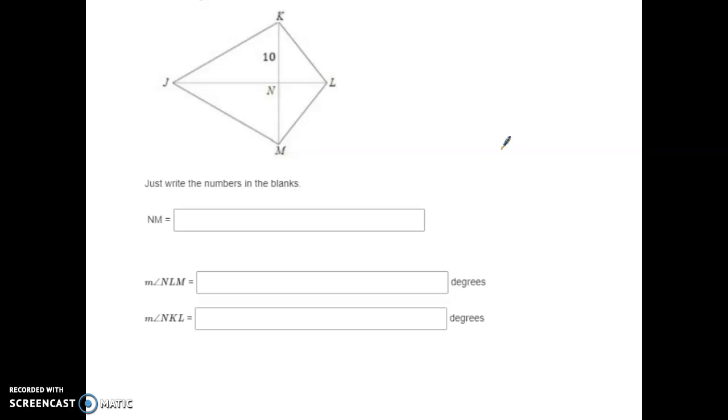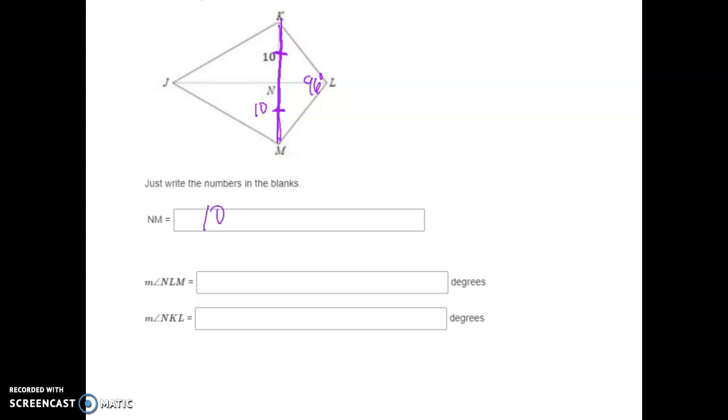JKLM given below is a kite. If the measure of KLM, let me look here, KLM is 96 degrees, draw that on the diagram, now we're asked to find the length of NM. So we know that if this is a kite, the measure of this length here, we'll call it a diagonal, the measure of this length here, 10, is also equal to this NM. So that means that NM equals 10.